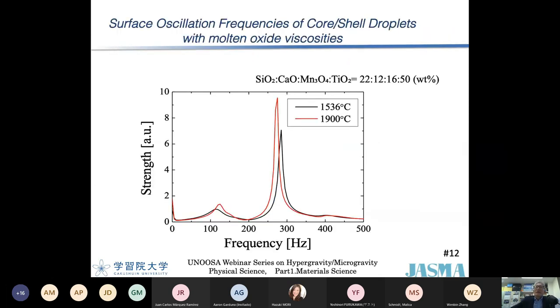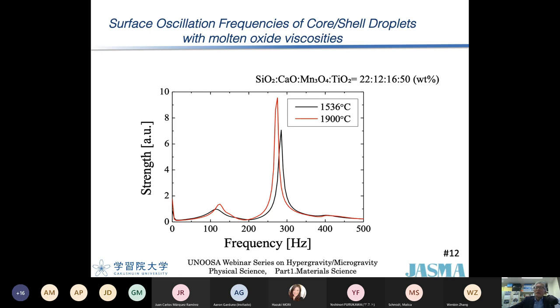So using the quartz droplet, molten oxide and the liquid iron, we expect two oscillation peaks of the surface oscillation frequency. In the single droplet case, I see that just one frequency peaks, but in the quartz droplet case, the core droplet's surface oscillation is modulated by the difference oscillation frequency. So surface oscillation has two peaks, here and here.